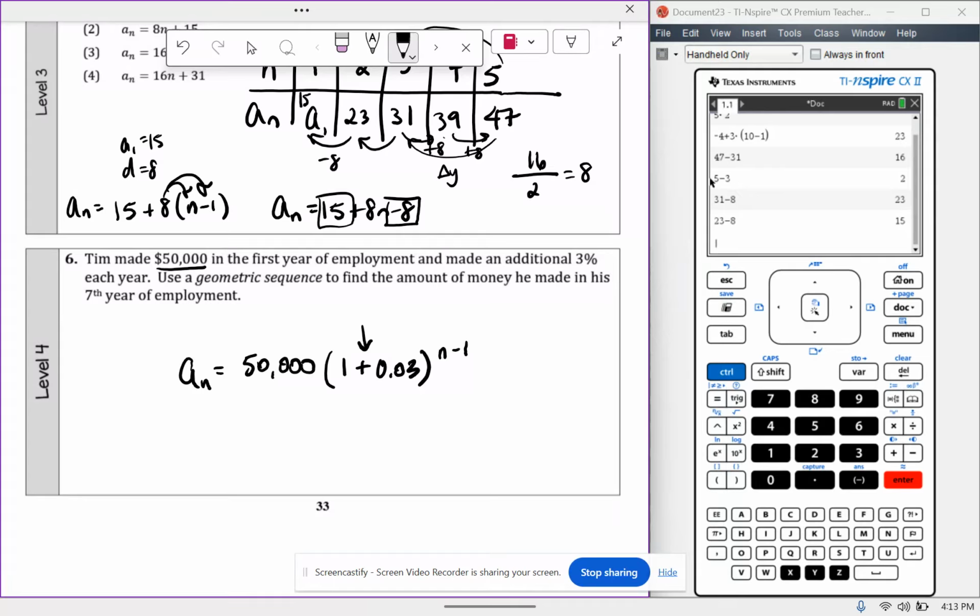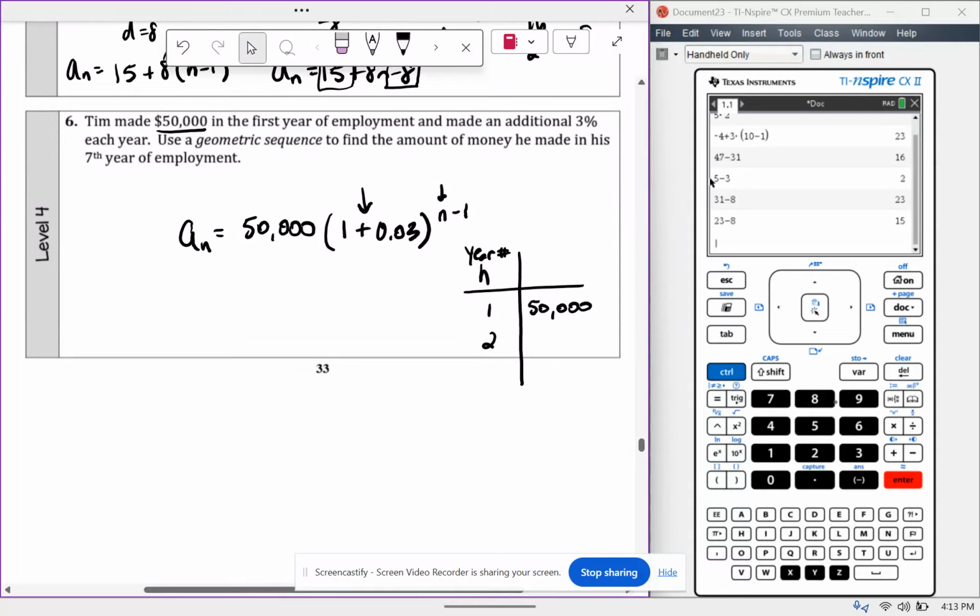Well, n can't start at 0, because if it started at 0, it would be to the negative first power, so that doesn't make sense, right? So the first year is going to be n equals 1, that's the start. And then after the first full year has passed, it's technically like year 2. So if we took that 1 and put it in here, we would get our 50,000. So this is technically kind of year 1.